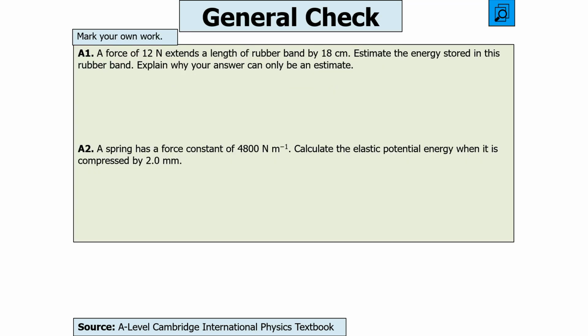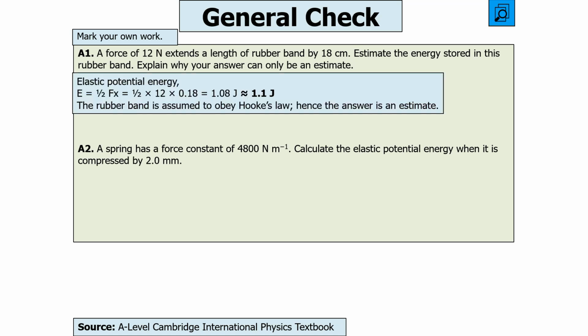Right, so in this one, what do we know for elastic potential energy? Well, we know E is equal to a half Fx, so it's a half times 12 times 0.18, where again, remember 18 centimeters turns into 0.18 meters, so we get 1.1 joules. Now, it's only an estimate because we can only use this equation if we consider the rubber band to obey Hooke's law.